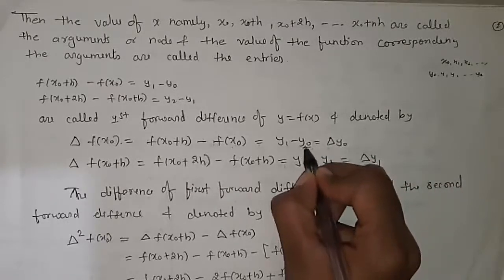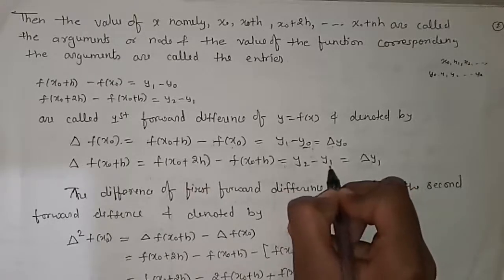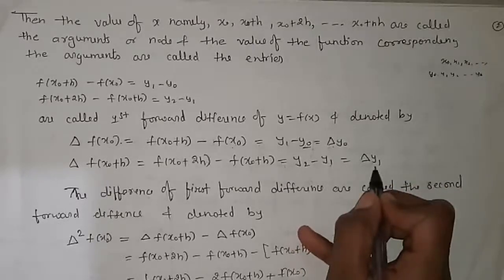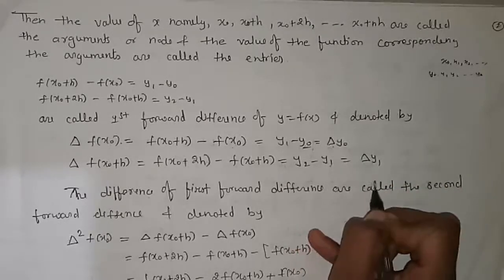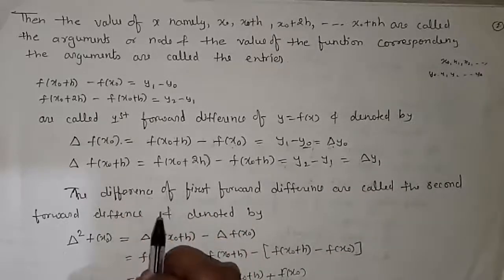If it is y naught here, it is the first difference delta y naught. If y1 is written here, it is delta y1. Similarly, if y2 is written, it is delta y2. y3 is written, so delta y3. So this is the first forward difference.